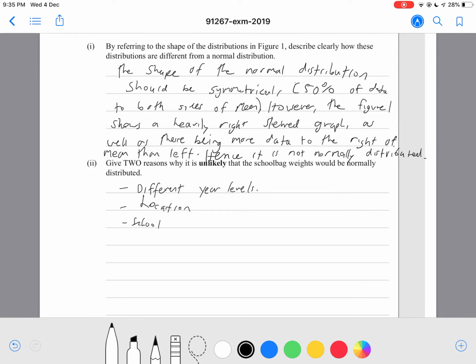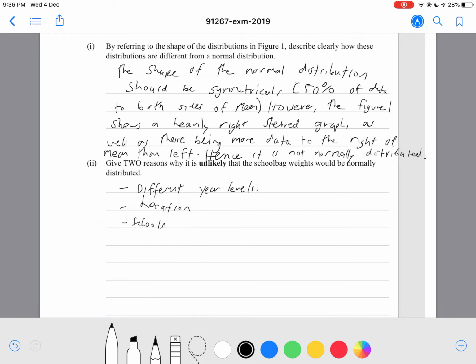Even if you talk about the schools, different schools will definitely have different supplies, for example, you borrow textbooks at the library. Maybe one school will have more textbooks, maybe another school will have fewer textbooks, and this could affect the amount of textbooks that a student is carrying, so the amount of supplies they have. So the school is also an important factor. So that's something you could talk about as well.